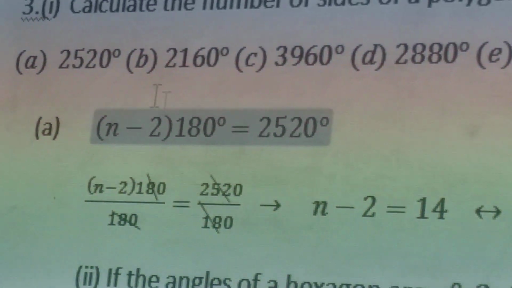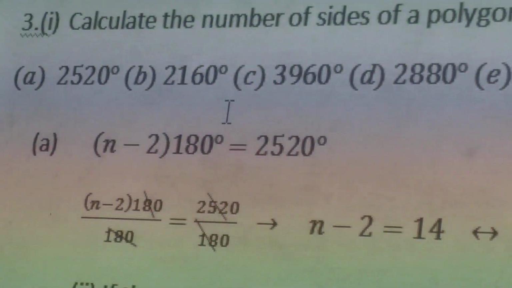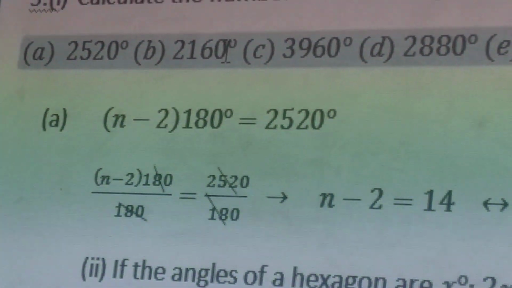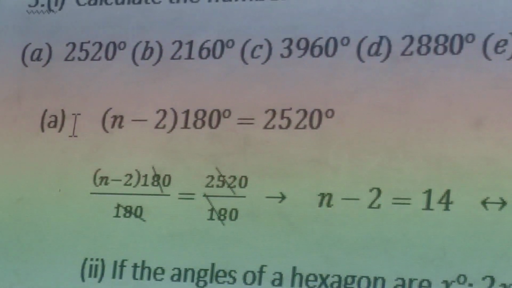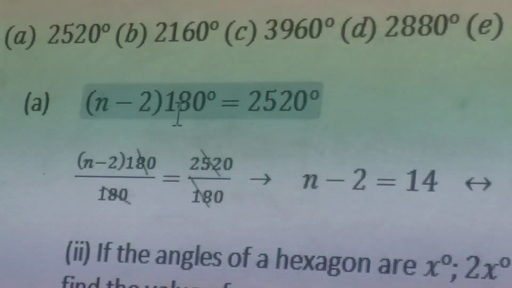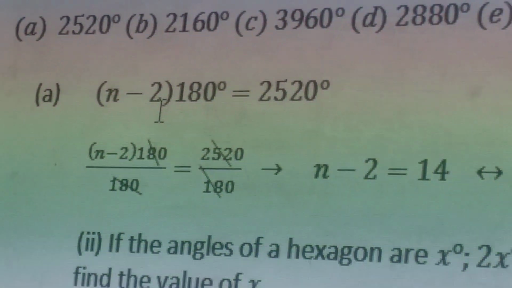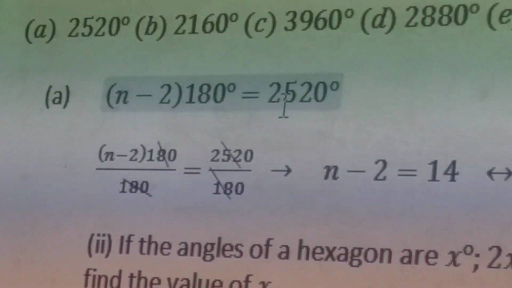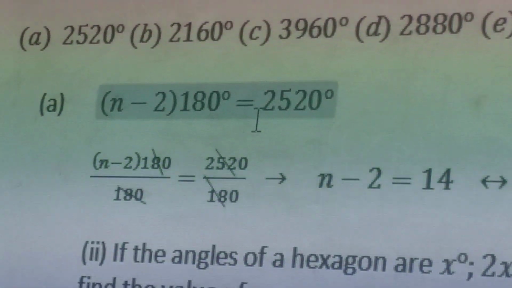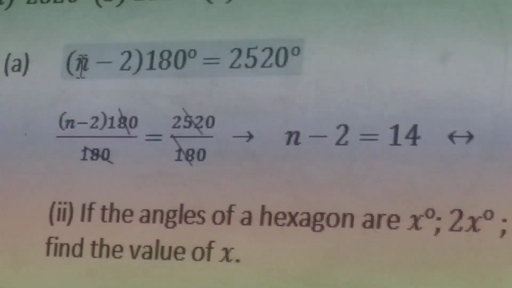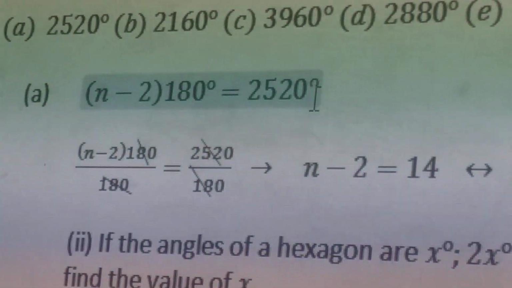Since we are given the sum of interior angles, we ask ourselves, how do we find the sum of interior angles? Thus we say (n minus 2) times 180. So we write down the expression for the sum of interior angles, which is (n minus 2) times 180, and we equate this to the given sum. In part A, we are given the sum as 2520. So we just say (n minus 2) times 180 is equal to 2520.